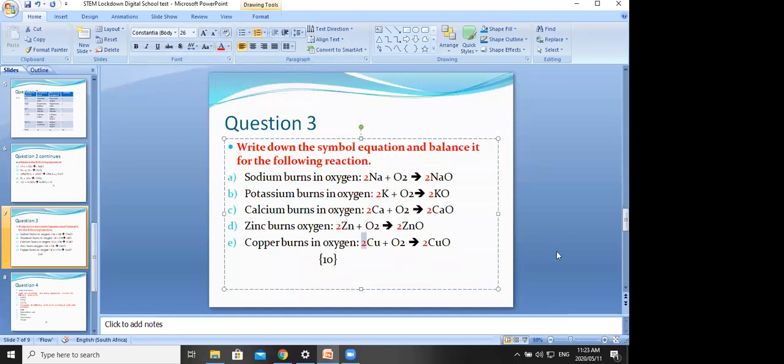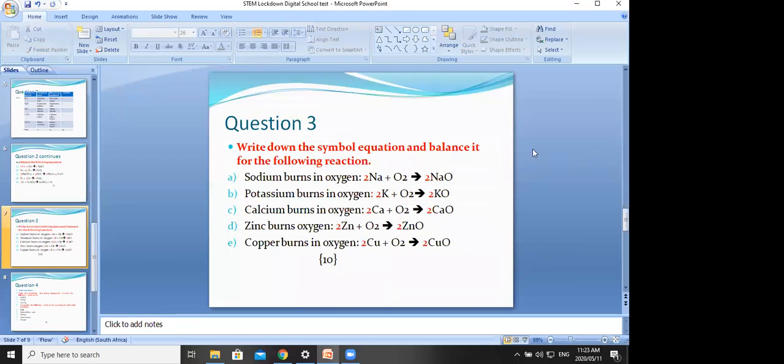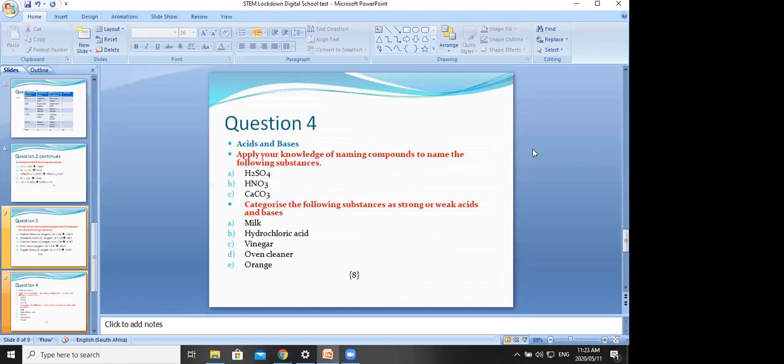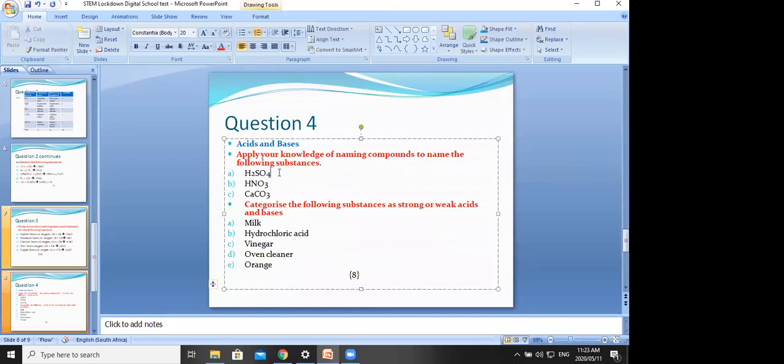Then, any questions, grade 9s, with question 3? Before we move to question 4, any questions concerning our test? We are doing corrections. That's the test we were writing on Friday, and most of you did not submit. Let us look at question 4. So acids and bases, it's still new in our brains. They say apply your knowledge of naming compounds to name the following substances.